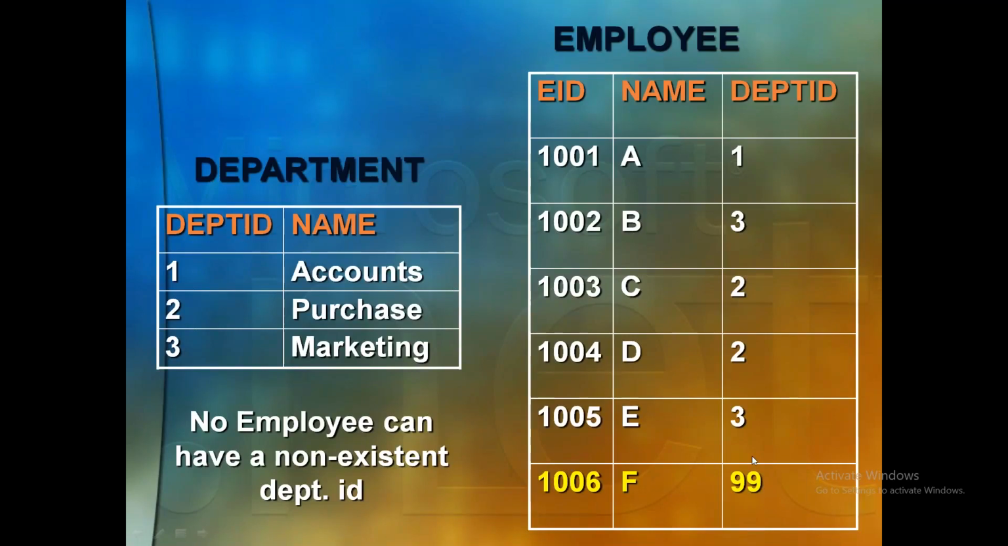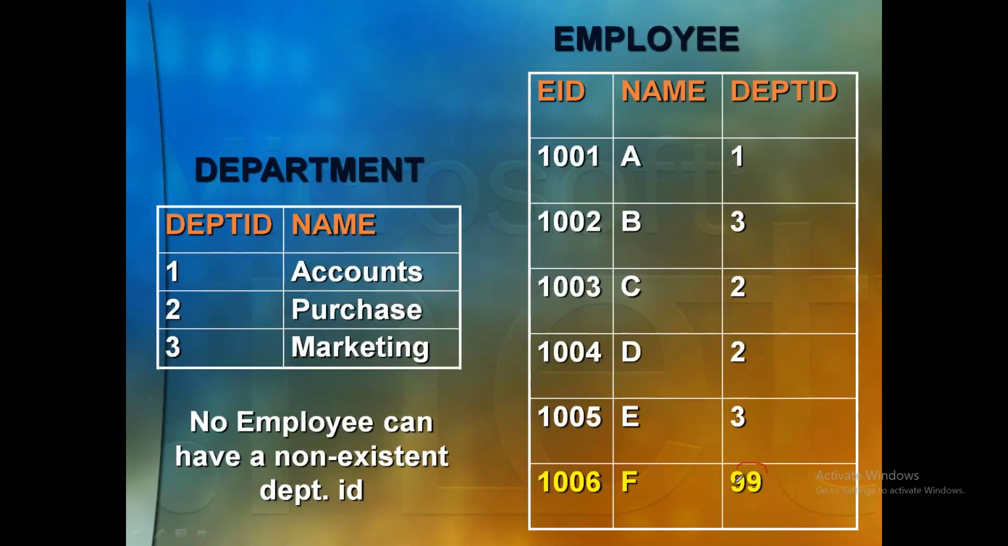If you see carefully, employee 1006 has department ID 99. Do we have a 99 department? When we create a primary key and foreign key relationship in SQL Server, if you don't enter any data, nothing will happen. But if you enter some data, the RDBMS software, whether SQL Server, Oracle, MySQL or any software, takes 99 from here.